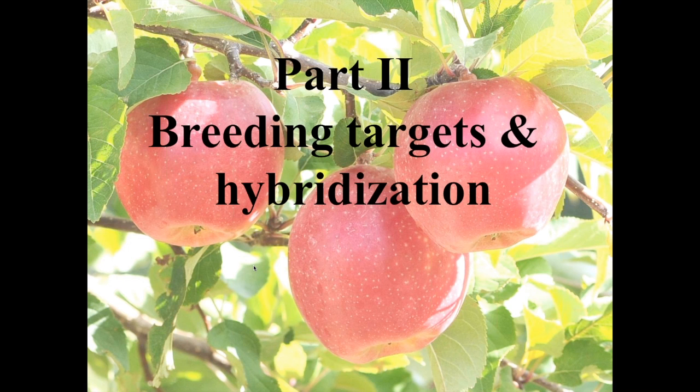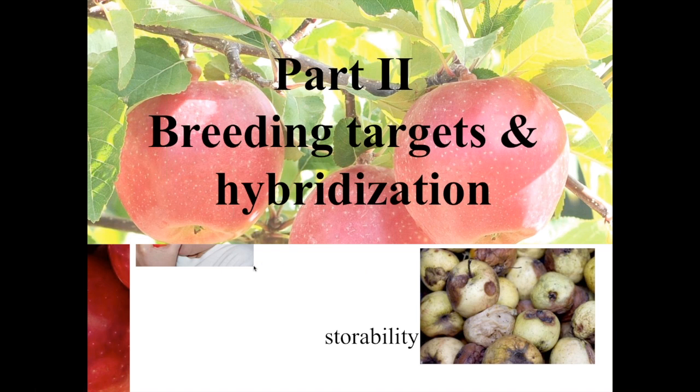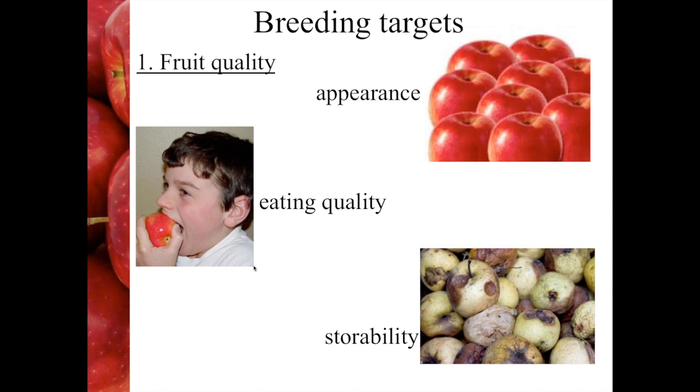So the second part of my talk is going to focus on breeding targets and also an outline of how we actually do hybridization in apple. What I've done for the breeding targets is to split them into three different areas. And the first one, which in my opinion is the most important, is fruit quality. So appearance and eating quality, I think, have to be the most important fruit quality breeding traits.